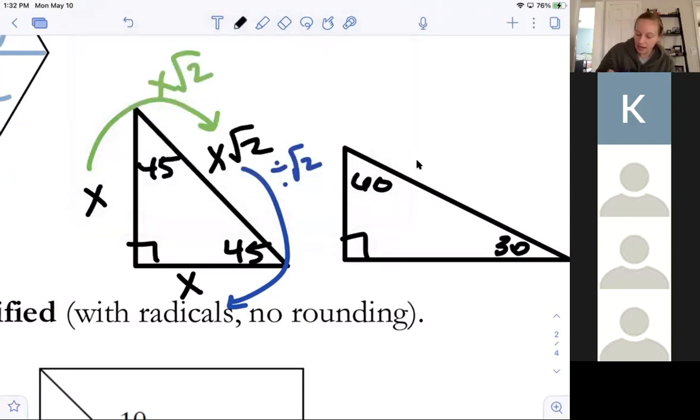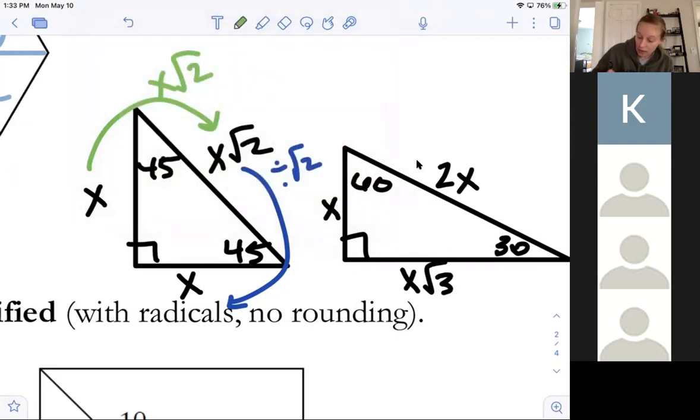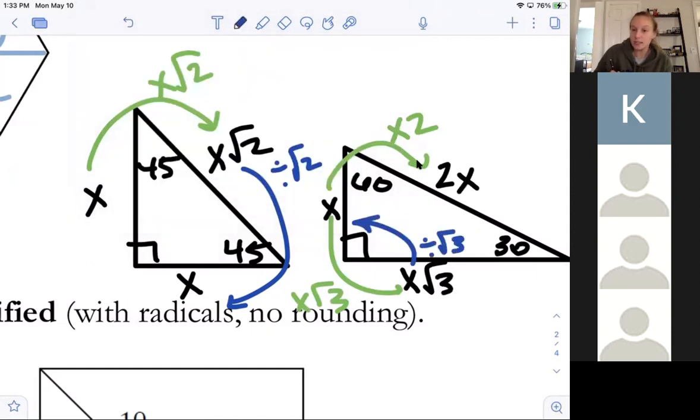Similarly with the 30, 60, 90, the side that we're always basing things off of is across from the 30-degree angle. My long leg across from the 60 is x root 3, and my hypotenuse is 2x. So in order to go from the short leg to anything, you're multiplying. Short leg to hypotenuse, multiply by 2; short leg to long leg, multiply by root 3. If I'm going the other way to get to the short leg, you're always dividing. So long leg to short leg, divide by root 3; hypotenuse to short leg, divide by 2. Notice there's no connection between these two.